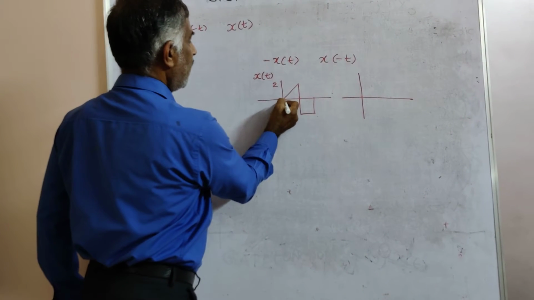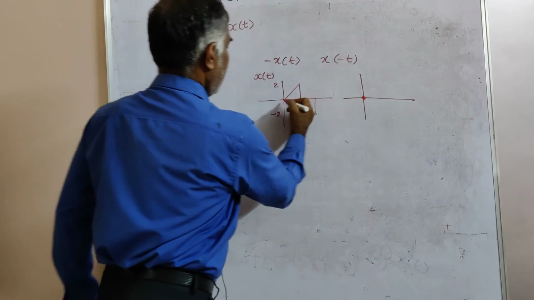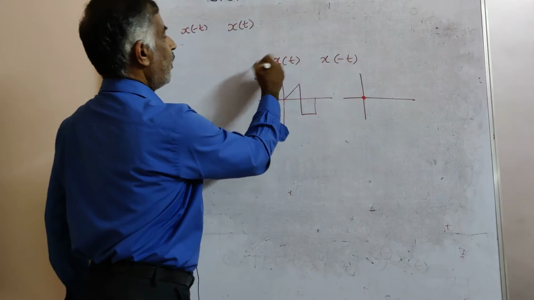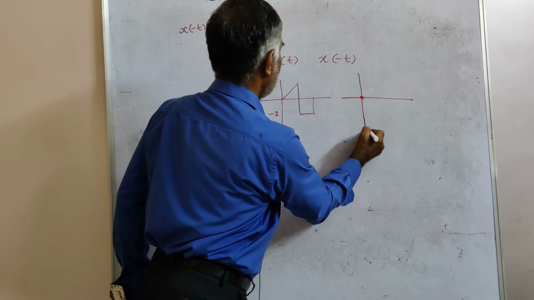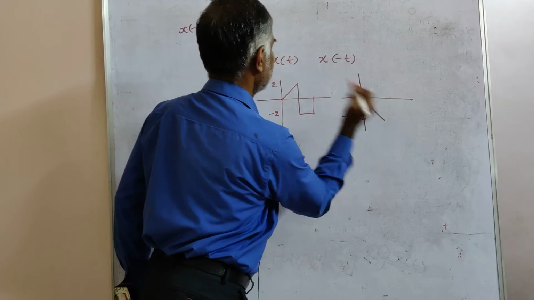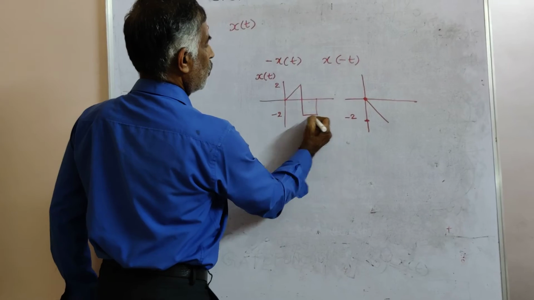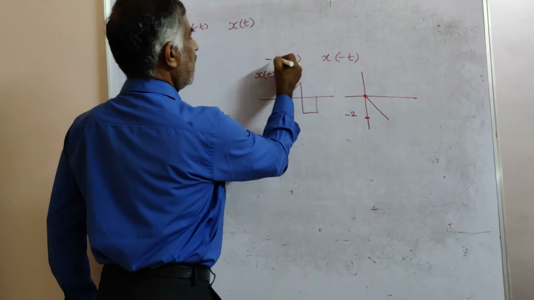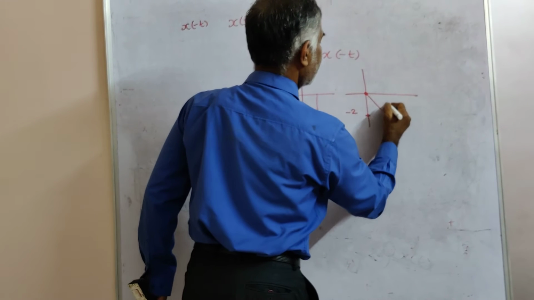Here it is 0. So 0 starts. Now 2 gets multiplied with minus 1, that means it becomes minus 2. So minus 2 is somewhere here. Next, this is minus 2, multiplied with minus 1 means it becomes plus 2. And like this.